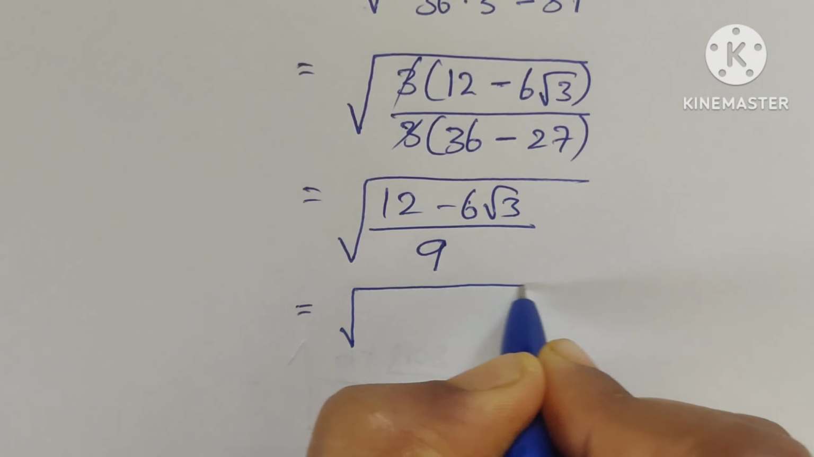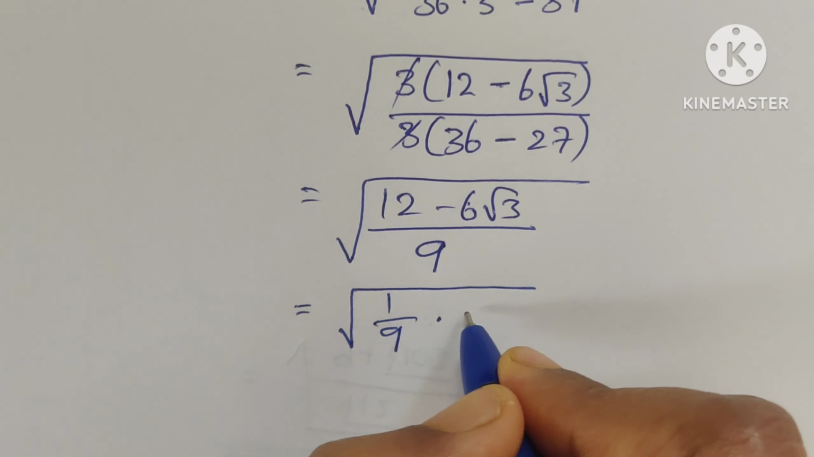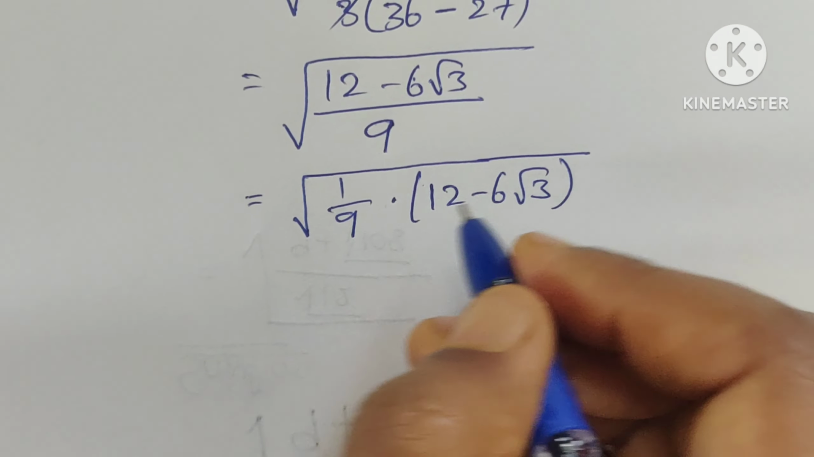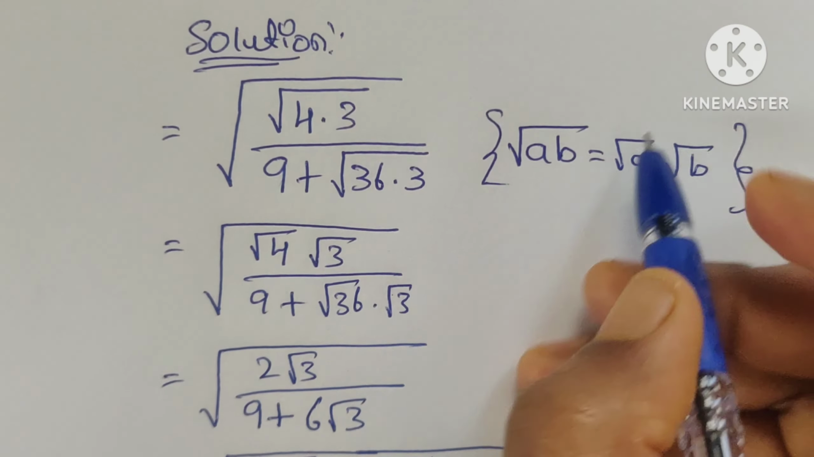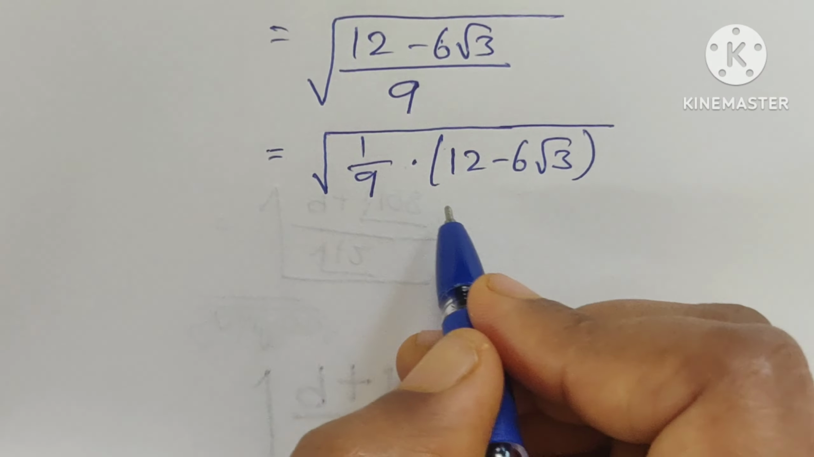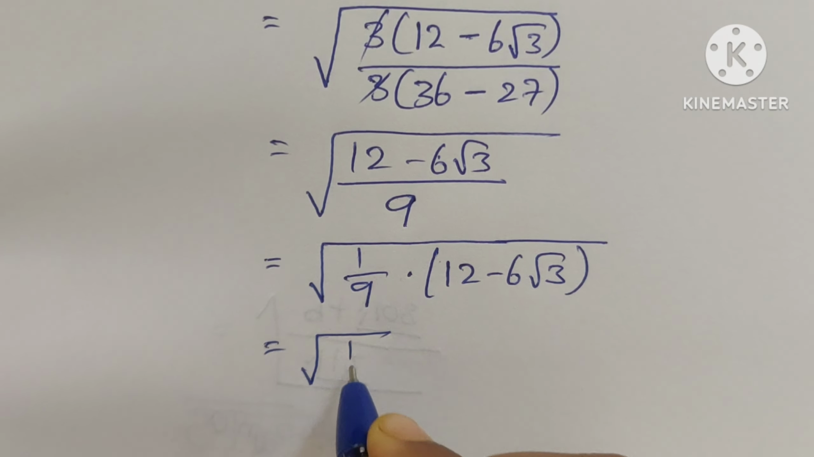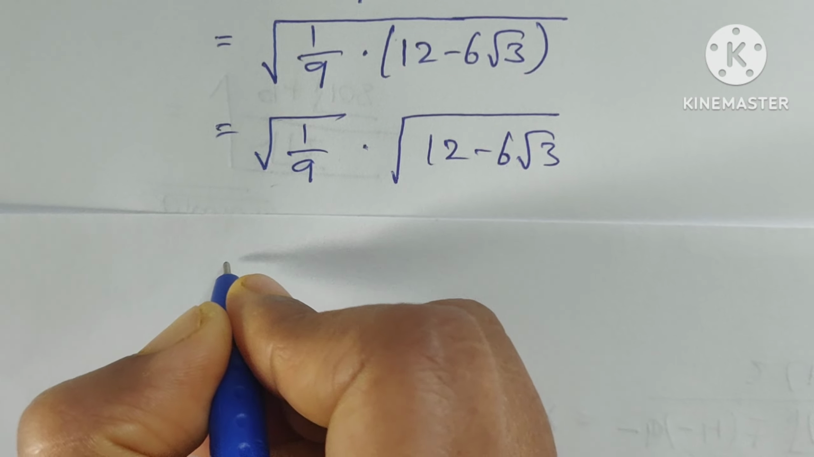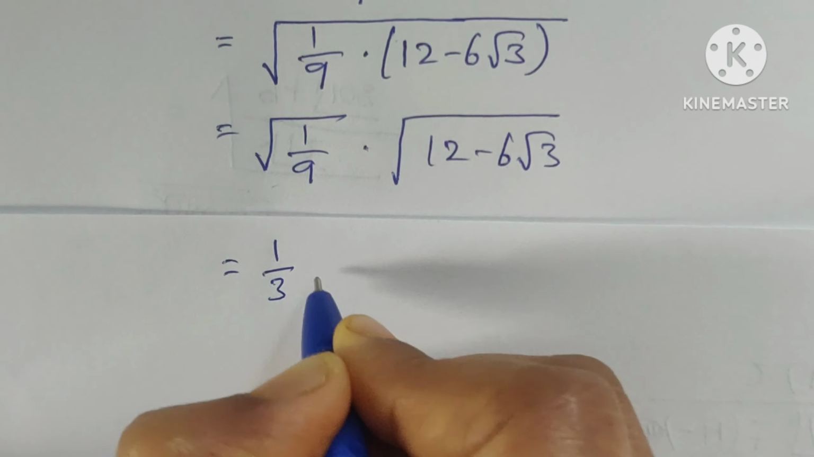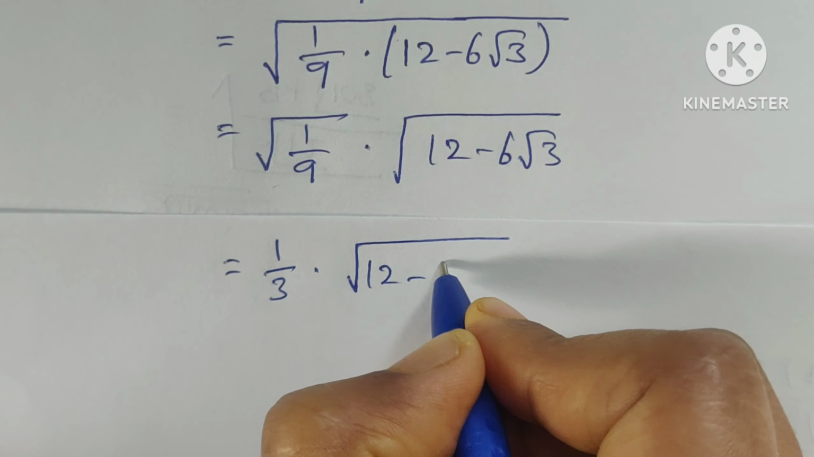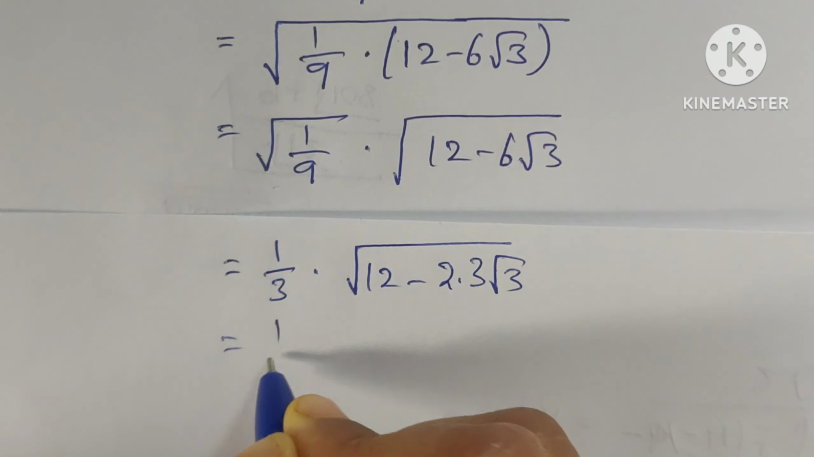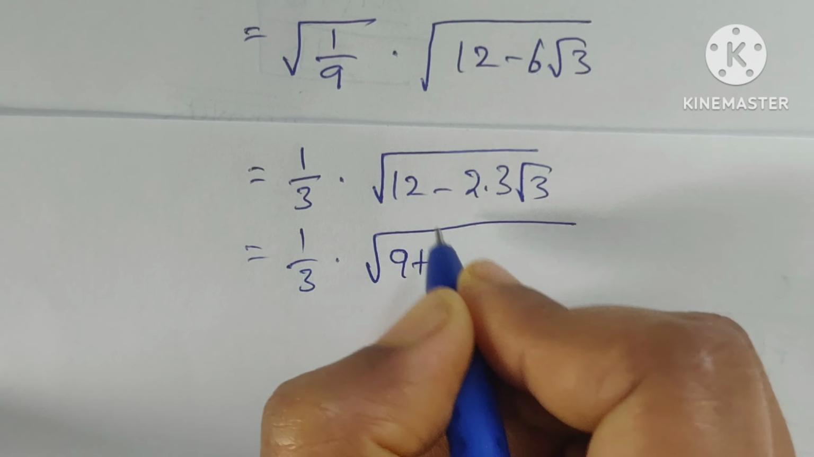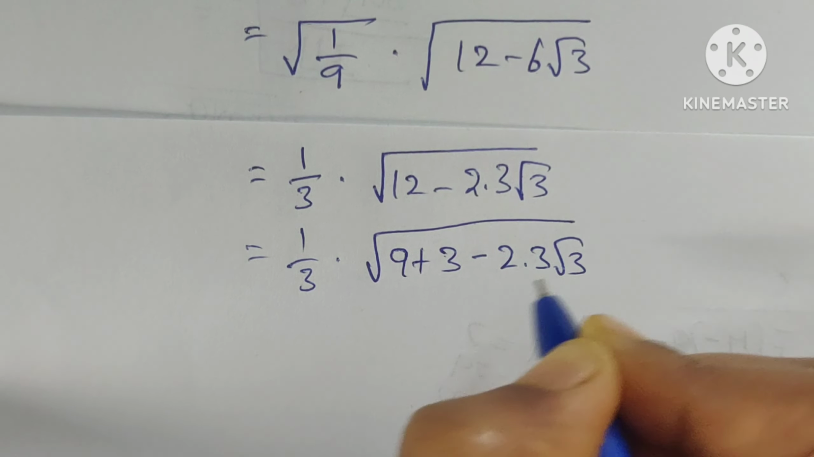So we can write this as square root of 1 by 9 times 12 minus 6 square root of 3. So here we can apply this formula. So use this formula, here we can write square root of 1 by 9 times square root of 12 minus 6 square root of 3. So here square root of 1 by 9 is equal to 1 by 3 times square root of 12 minus 6, we can write this as 2 times 3 square root of 3, 1 by 3 times. So 12 we can write this as 9 plus 3. So 9 plus 3, which is equal to 12 minus 2 times 3 square root of 3.